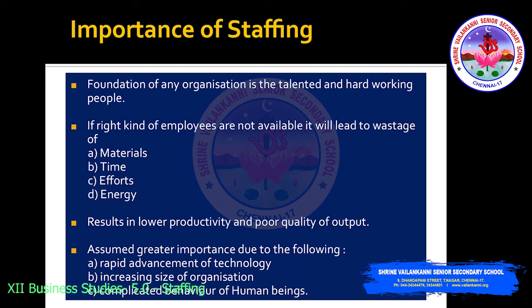The staffing function has assumed greater importance due to rapid advancement of technology, increasing size of organization, and complicated behavior of human beings. So there is a separate department called the HR department in any organization. Why it has got so much importance is that it deals with the complicated behavior of human beings. Then there is an increase in the organization size, so obviously the staffing function is important. Then the rapid advancement of technology also requires a change in job positions, and a change in the workforce that's required. So these are all the importance of staffing. We will continue with the importance.